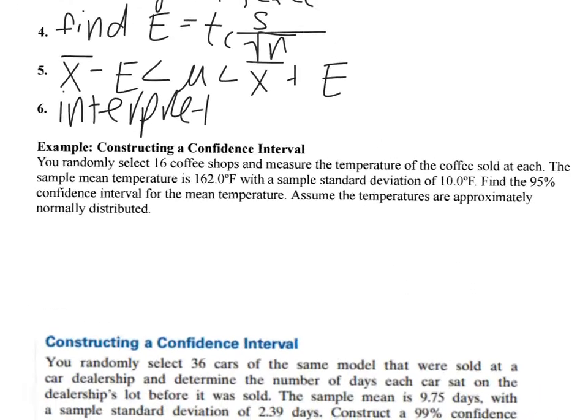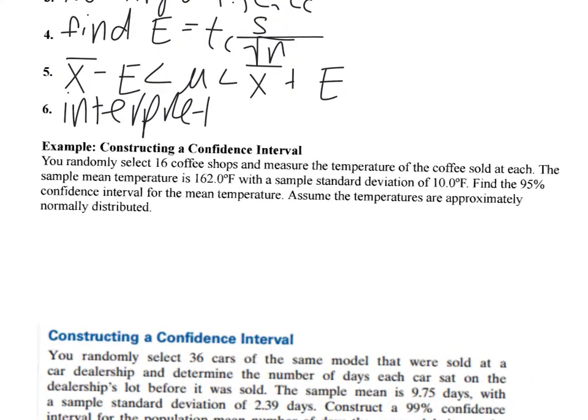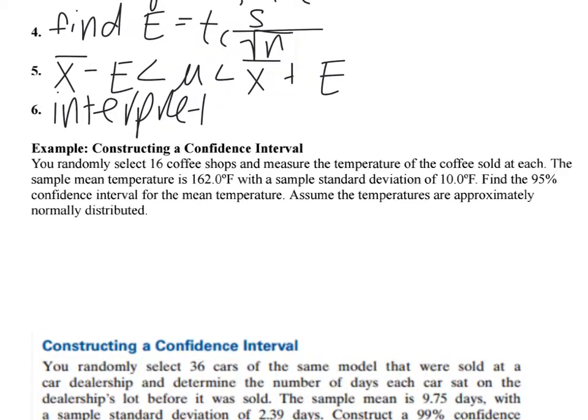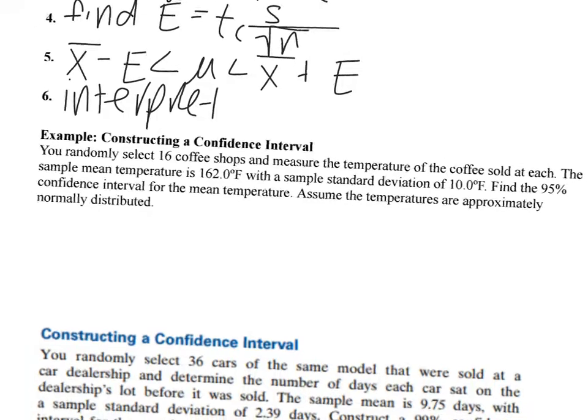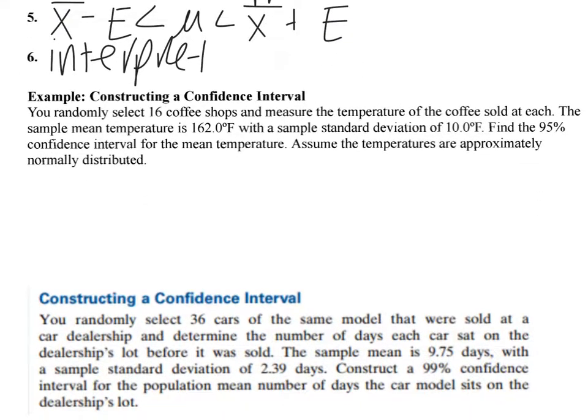Okay, so let's take a look at an example here. I'm going to do this one example, and then I will assign you guys some homework problems. Okay, so constructing a confidence interval. You randomly select 16 coffee shops, so I'm going to highlight all of our pertinent information here. 16 coffee shops, and measure the temperature of the coffee sold at each. The sample mean temperature is 162. Sample standard deviation is 10. Find the 95% confidence interval for the mean temperature, and we are good to go.